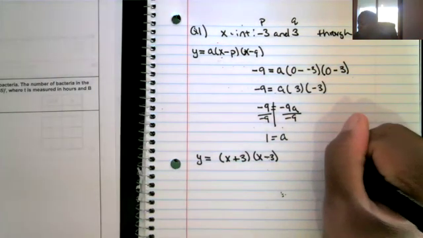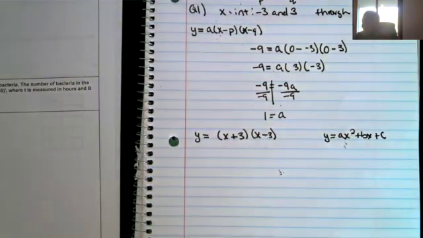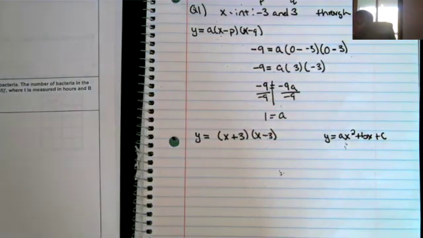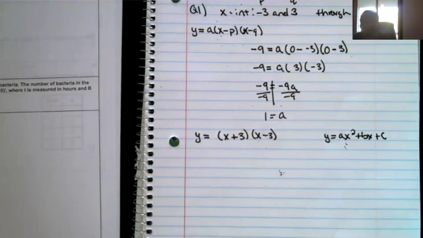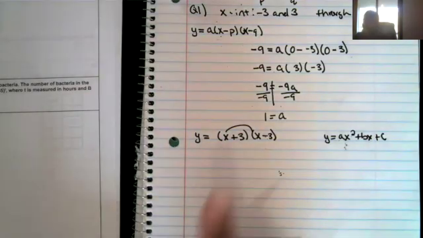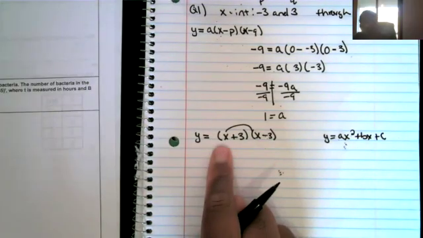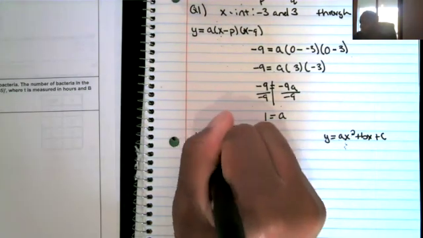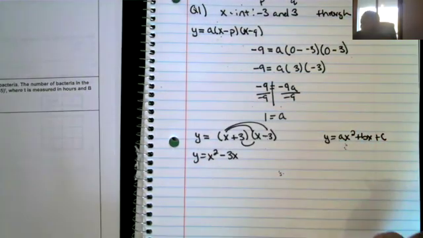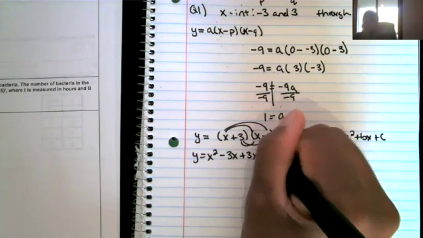Standard form is y equals ax squared plus bx plus c. So to write it in standard form, all you need to do is multiply x plus 3 times x minus 3 and simplify. The way we multiply is by using the distributive property. The distributive property states whatever is in the first parenthesis, you multiply it by everything in the second parenthesis. So that means we have to multiply x times x, which is x squared, x times -3, which is -3x, 3 times x, which is +3x, and 3 times -3, which is -9.